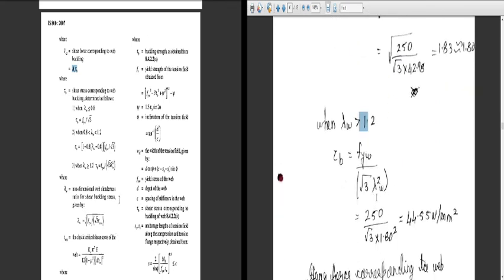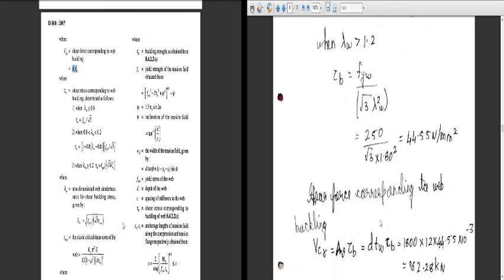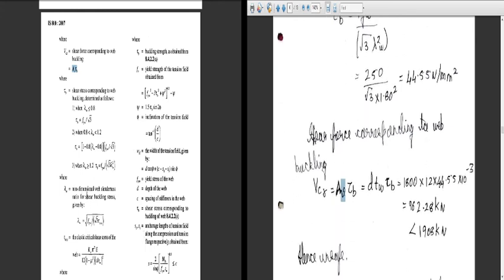Once we have lambda W, check in which range it lies. Obviously it is greater than 1.2. So substitute the value here for the shear force. The area of the web is nothing but D into TW, and check. So this is how we have computed the check for shear capacity of the lead girder.